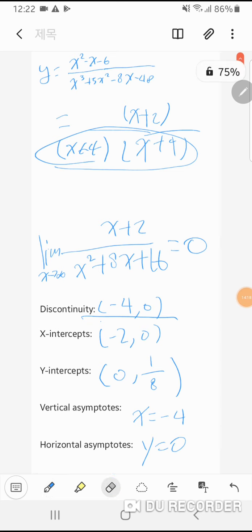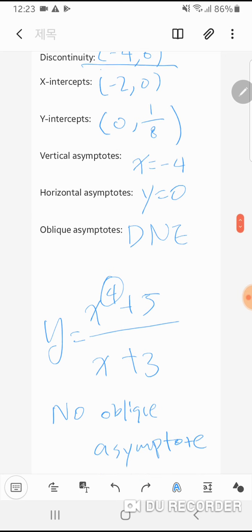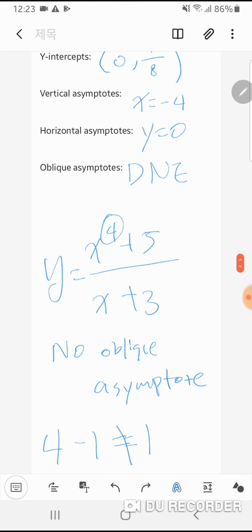We actually talked about quite a lot of stuff. So 1 over infinity, or whatever over infinity, we get 0. That's quite important here, and that the oblique asymptote needs the numerator's exponent to be 1 larger than the denominator's exponent.